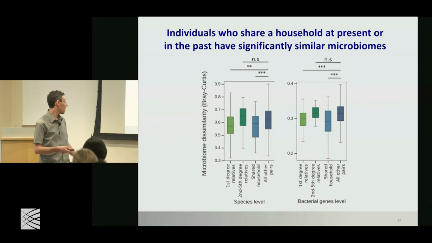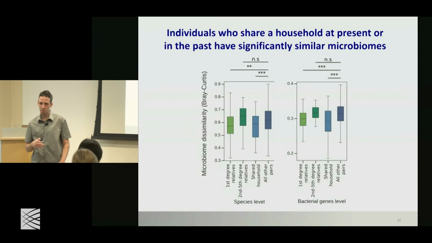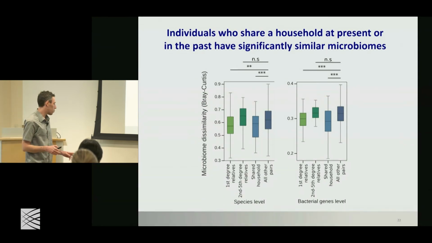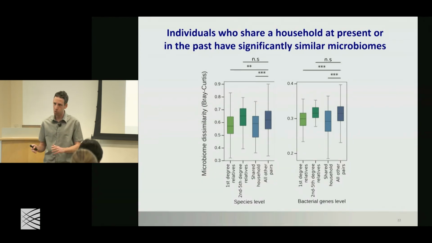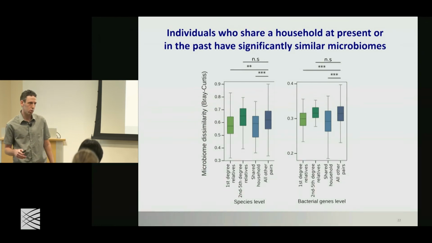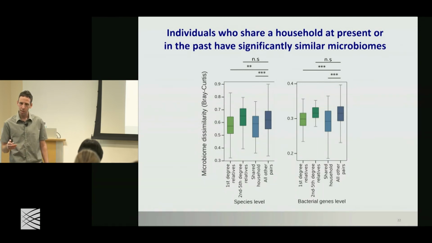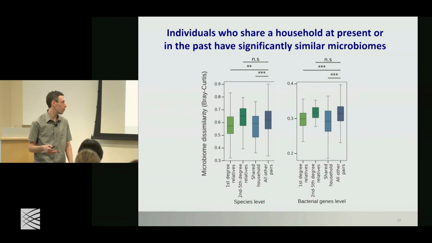All right. So finally, we got some positive results. So that was nice. So this clearly shows that individuals who are either living right now in the same household or lived in the past in the same household have more similar gut microbiomes compared to the typical pair of individuals, which we think is a pretty solid evidence for environmental effects.